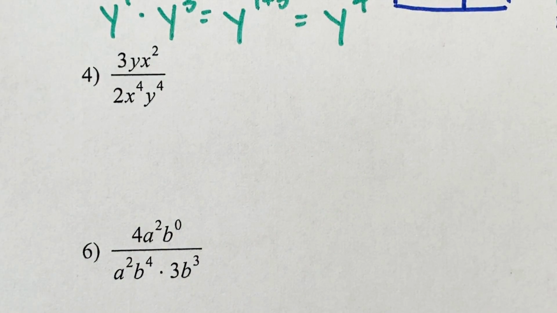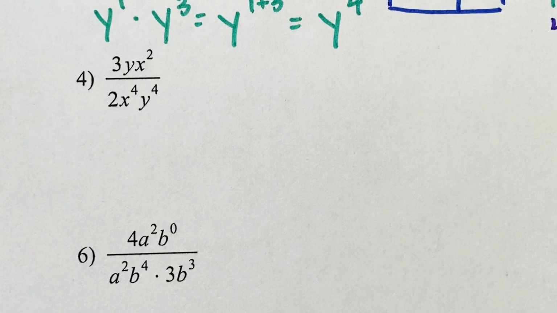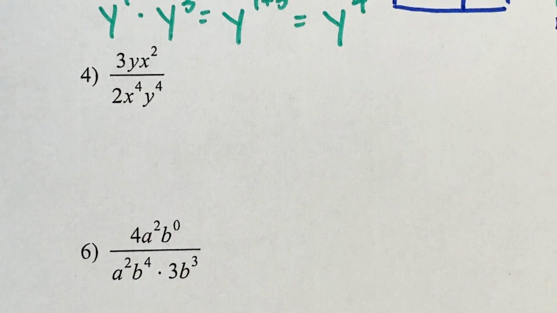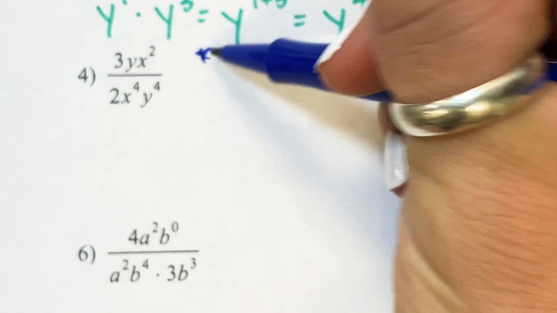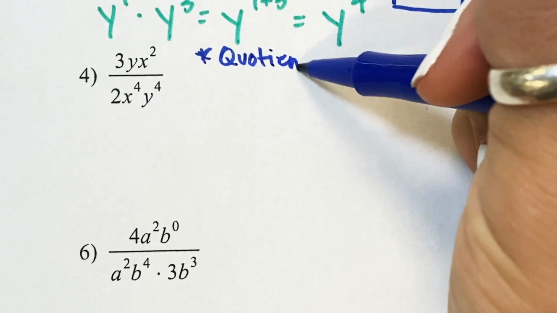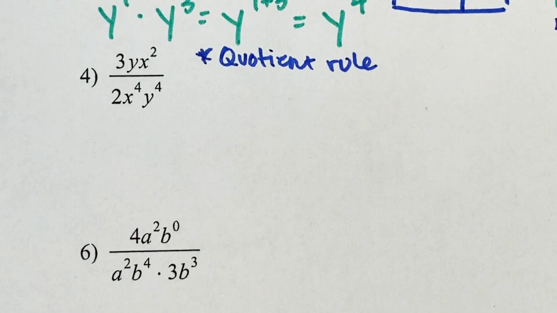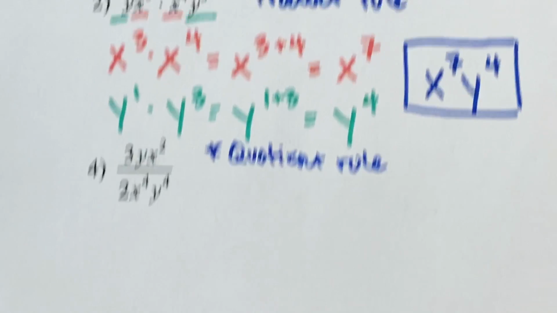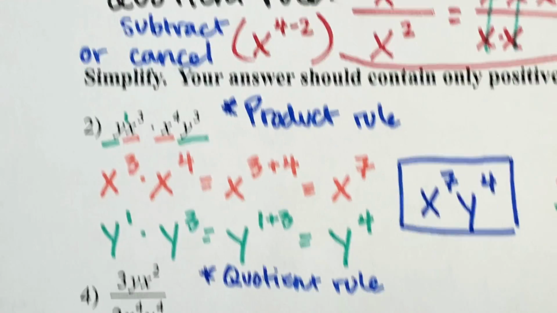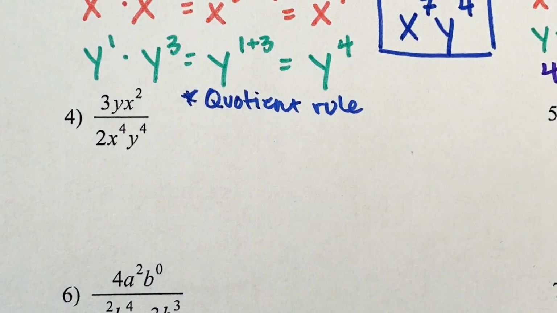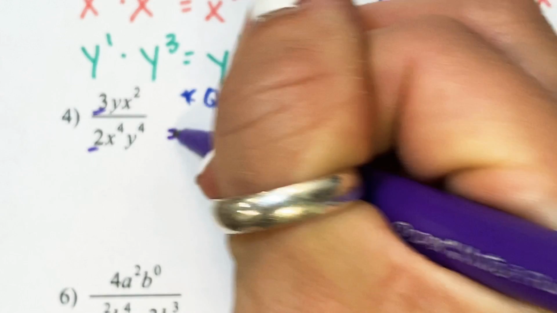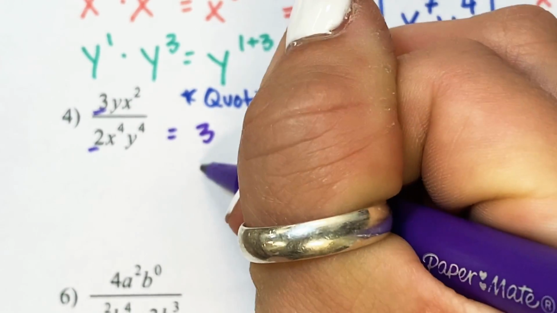So this is where we might have to use more than one exponent rule. But what is one exponent rule that you can see right off the bat? I noticed that this is a fraction. There's a fraction bar in the middle. So that automatically tells me that I'm going to have to use quotient rule. With quotient rule, we're thinking either subtract or cancel the exponents. I'm actually going to rewrite this so we have the same things on top and bottom. So we have our coefficients in purple, we have 3 over 2.